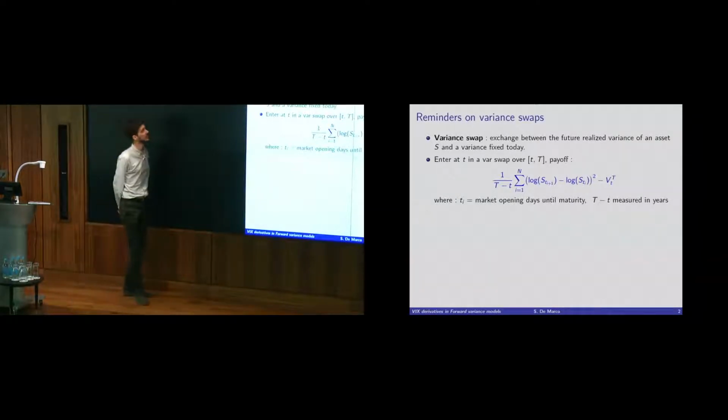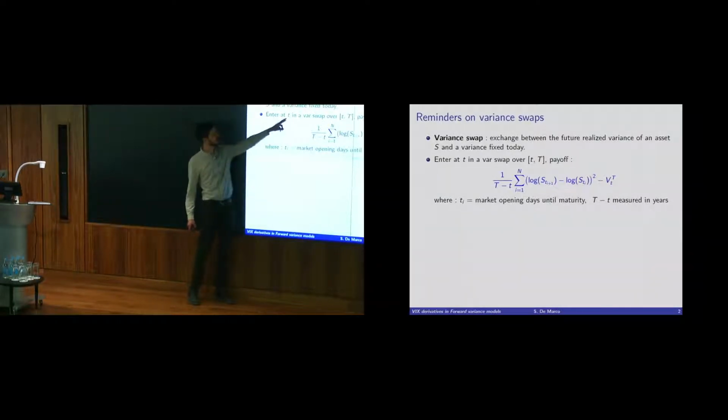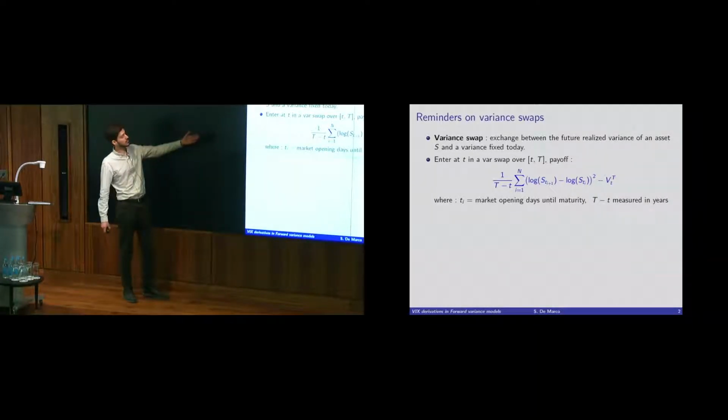Okay, so a quick reminder on variance swaps, okay? What is a variance swap? A variance swap is a swap that allows you to exchange the realized volatility that this asset S will have in the future with some fixed variance, okay? The payoff, so it's a swap between two parties, and the payoff for one of the two parties, let's say the one that has a long position in the var swap, if small t is the date when the two parties enter the var swap, then the payoff from the point of view of this participant is this one, right?